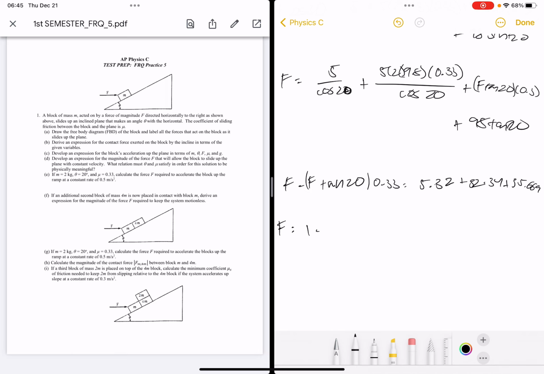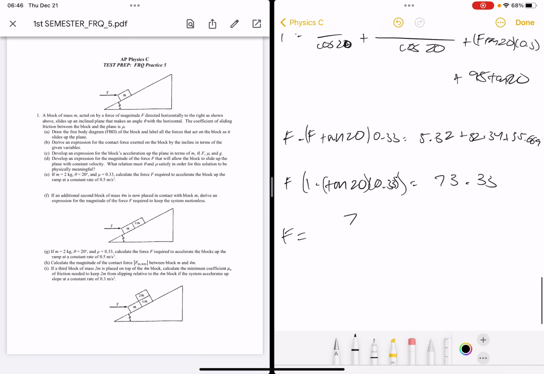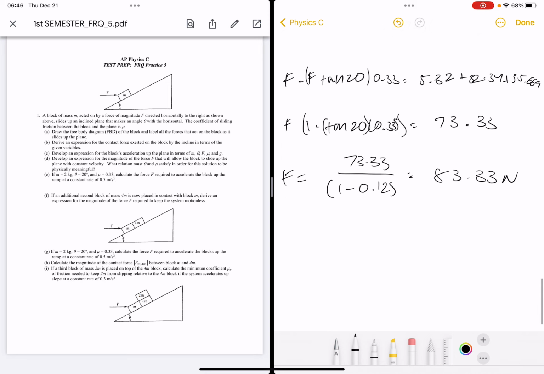F equals 1 minus tan 20 3, not equals, it's just we use factoring out the F. This equals 73.33. F equals 73.33 divided by 1 minus 0.12, which is what that simplifies down to, which equals 83.33 newtons.